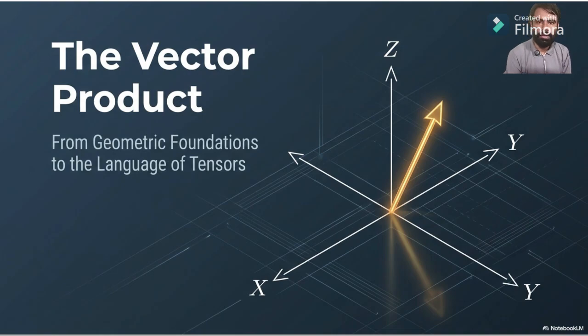Hi, in the previous lecture we discussed the dot product of vectors and orthogonality as well. In this lecture we are going to discuss the vector product, the cross product.